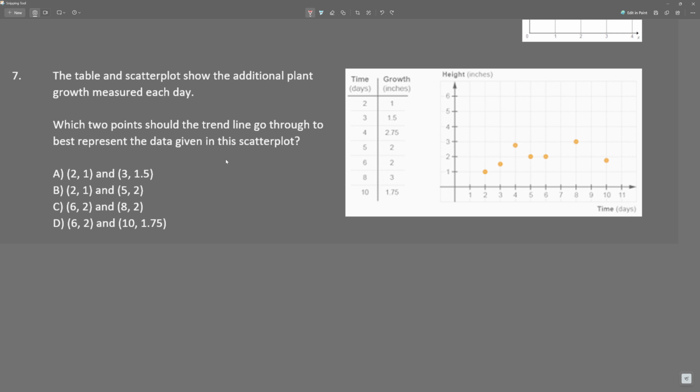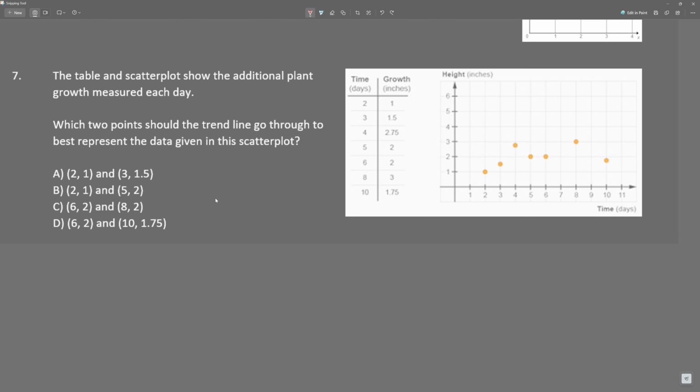So number 7, let's talk about number 7. Now, it's saying which 2 points. If I were to draw a line through any of these 2 points, which one would yield the best trend line? I think we would all agree that this red line that I just drew is a very bad representation of a trend line for that dot plot. Our trend line for this plot is probably going to look something like this, right? And so it's saying, through which 2 points could we draw a trend line?